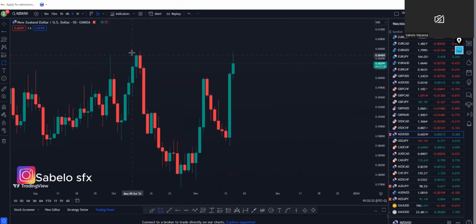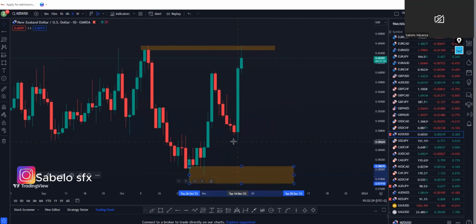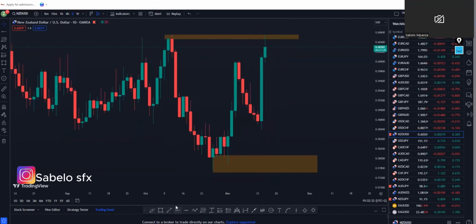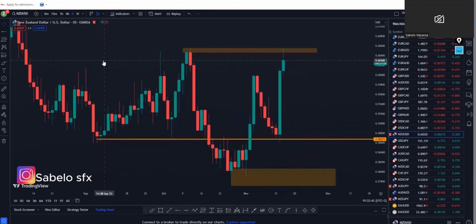We have a strong resistance there. We have a strong support here. We can even mark this previous support zone. Okay. And these key zones, the reason why I'm marking these key zones is that I want to see my take profit zones. Okay.